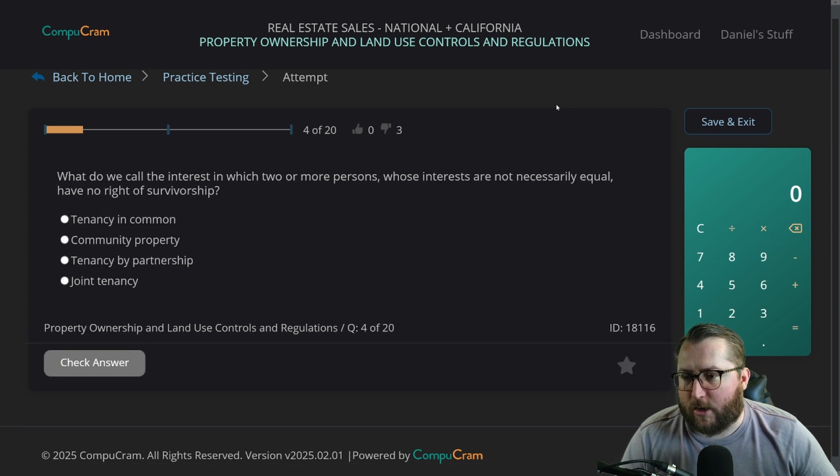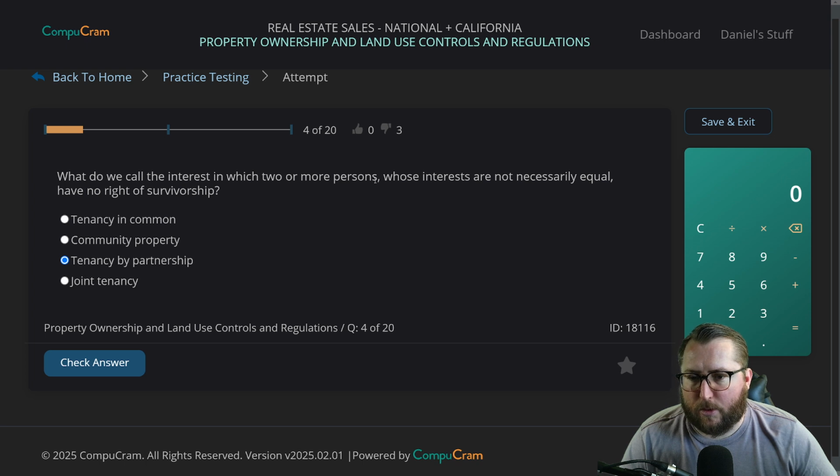Question 4. What do we call the interest in which 2 or more persons, whose interests are not necessarily equal, have no right of survivorship? Tenancy in common, community property, tenancy by partnership, and joint tenancy. I don't think I want to say tenancy by partnership.